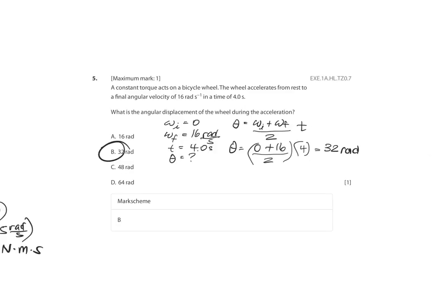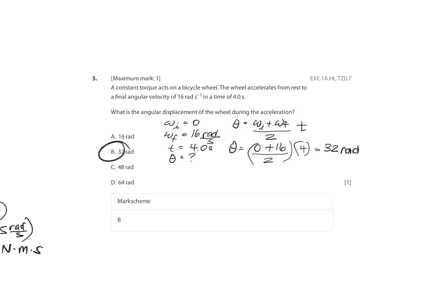So number 5 is a basic kinematics problem. When you think about it, it's just rotational. So they give us the initial angular velocity is 0, starts from rest. Final angular velocity is 16 radians per second, and it does that in 4 seconds, and it wants to know what is the angular displacement.